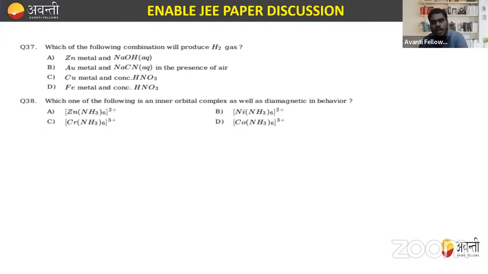Now, question number 37. Which one of the following combinations will produce H2 gas, beta? Out of these four options, in which is H2 gas produced? You have to identify in which hydrogen gas is produced: when zinc metal is treated with NaOH, when Au metal and aqueous NaCN in presence of air, when copper metal and concentrated HNO3 are treated with each other, or Fe reacts with HNO3.